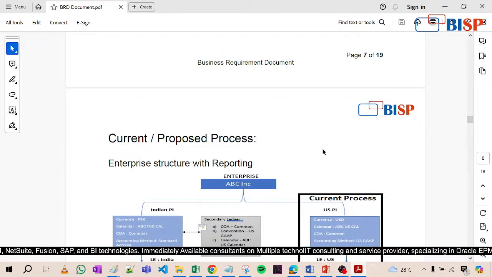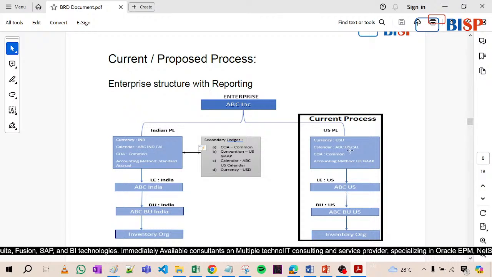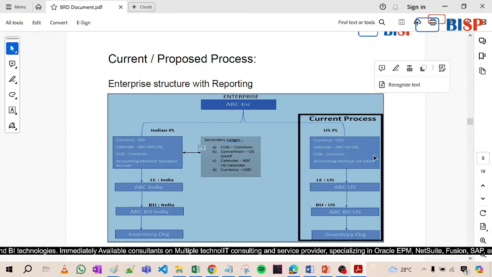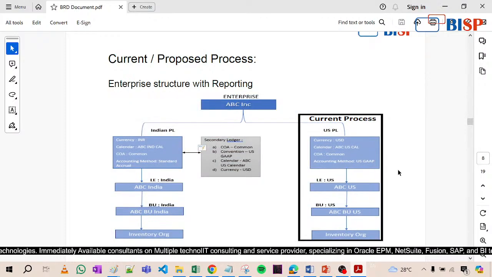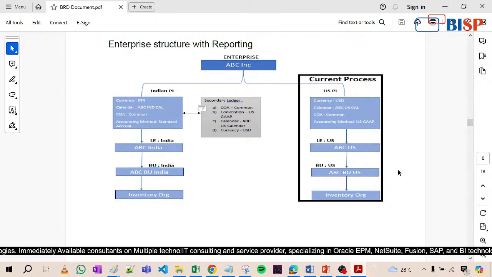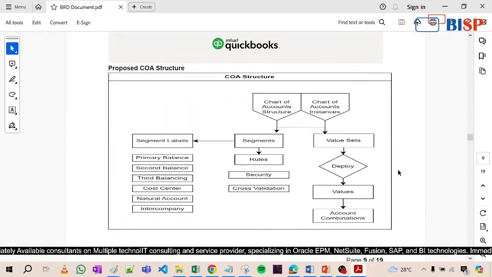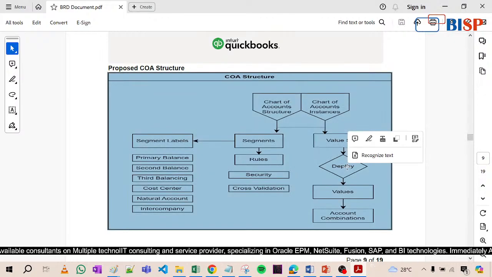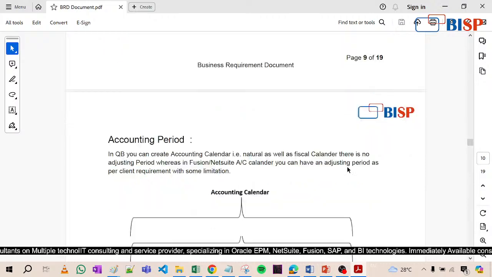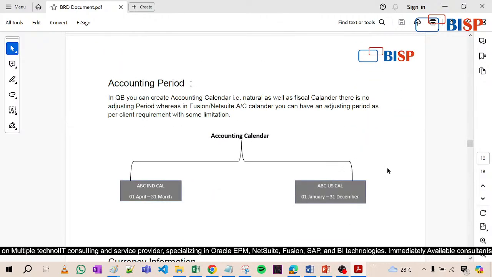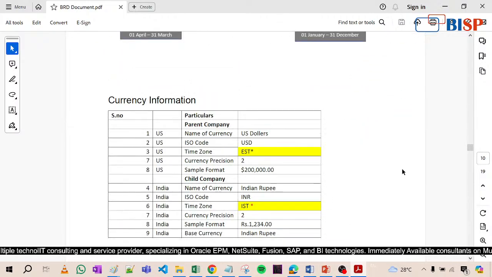Now the current and proposed process. The current process is this, suppose. We have to show them in the way of visuals. That is what we were talking about, visuals. After that, the COA structure, whatever. See here, I have used the data flow diagram also. What is there and what we are going to provide. Accounting period, right?